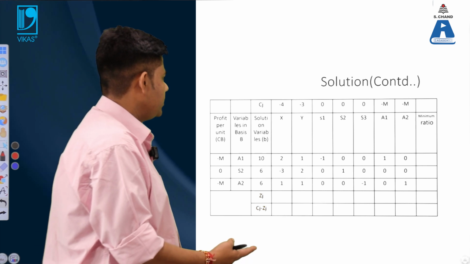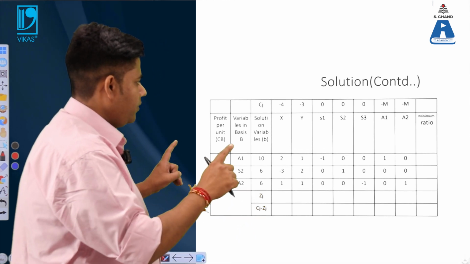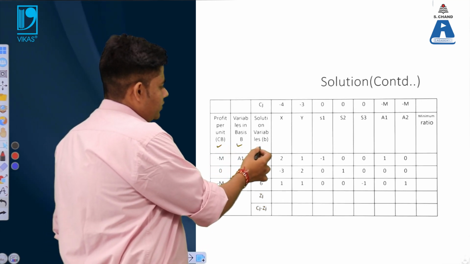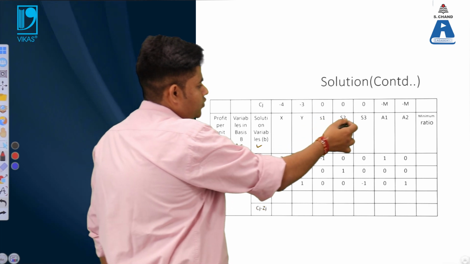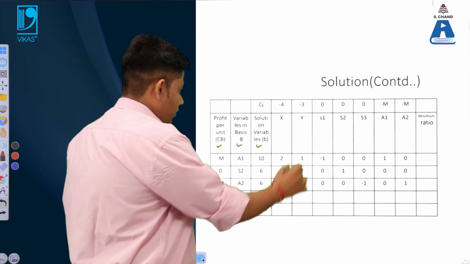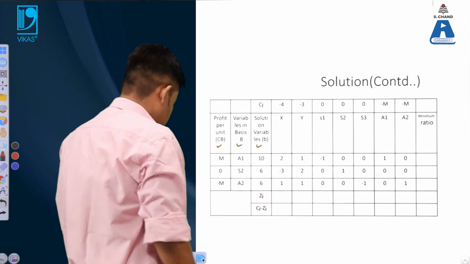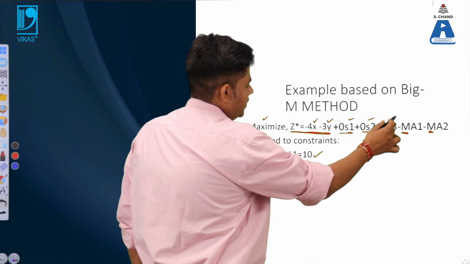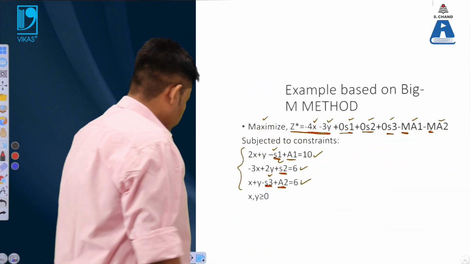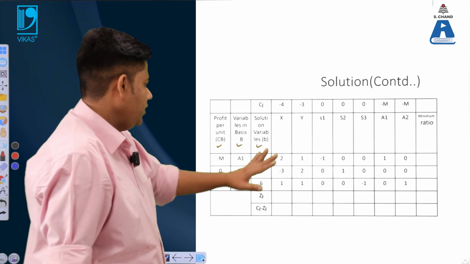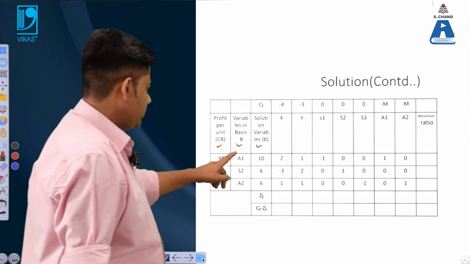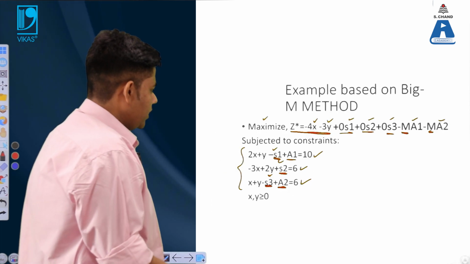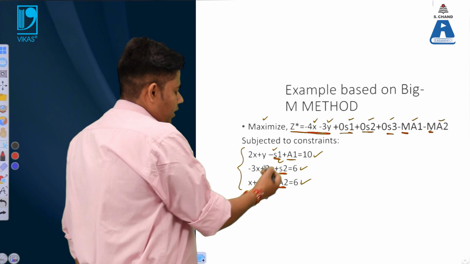Now we use the same table format, with columns for profit, CB, basis, solution, x, y, s1, s2, s3, artificial variable 1, and artificial variable 2. From where do we get all these variables? From the objective function: x, y, s1, s2, s3, a1, a2. We write all these variables in the table, and we have to choose something in the basis part. So what to choose and how to choose is the next part.